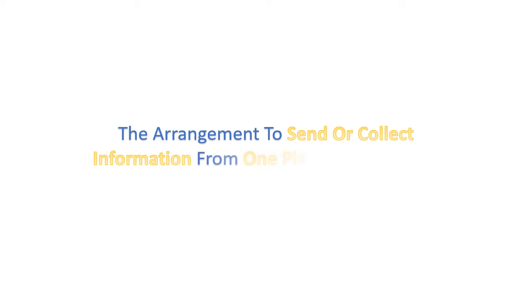Next topic, the first one was the transportation. The second topic of the chapter is communication. Let us define it. The arrangement to send or collect information from one place to another is called communication. That means we have to send or collect information from one place to another to call it communication.